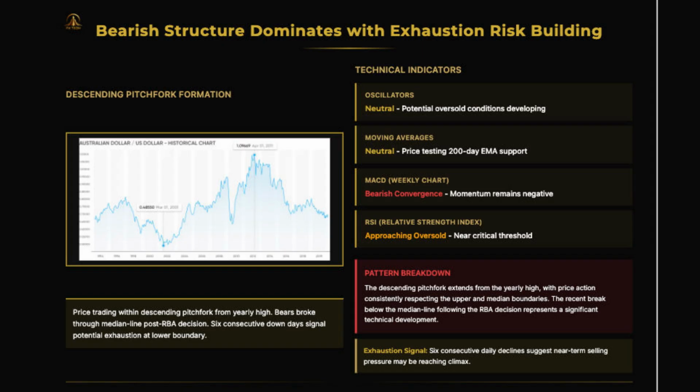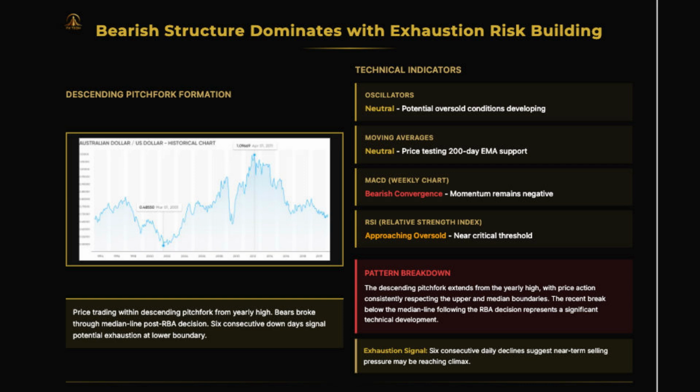Let's review the technical indicators. Oscillators are reading neutral, with potential oversold conditions developing. Moving averages are also neutral, with price testing the critical 200-day exponential moving average support. The MACD on the weekly chart shows bearish convergence, indicating momentum remains negative.